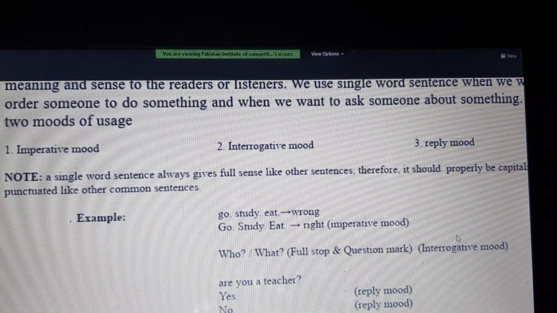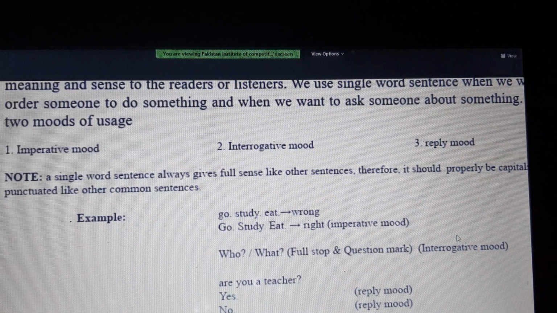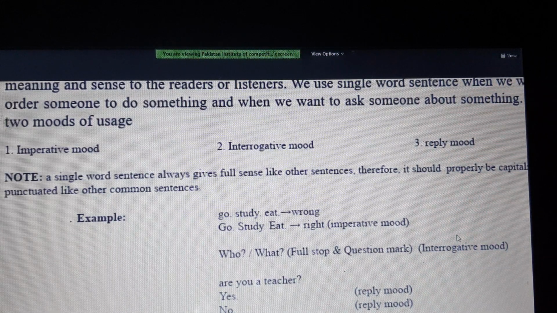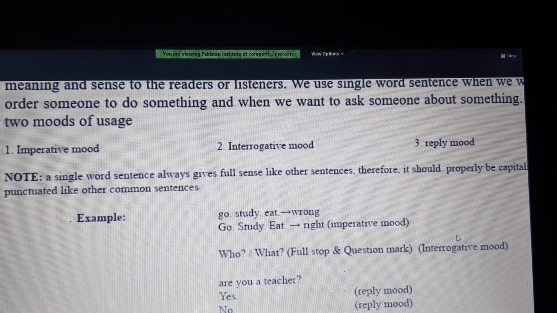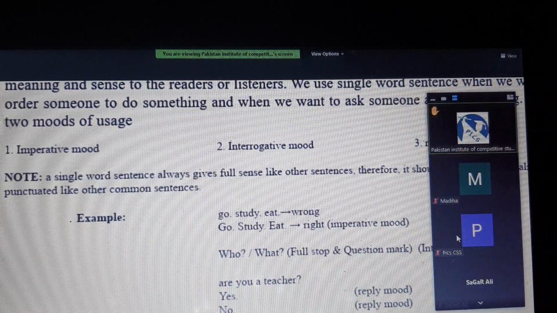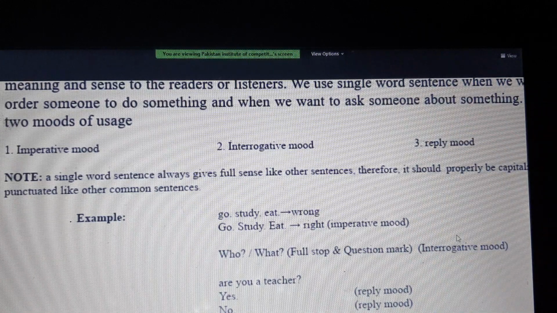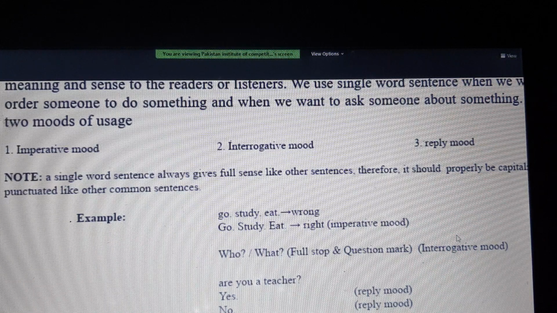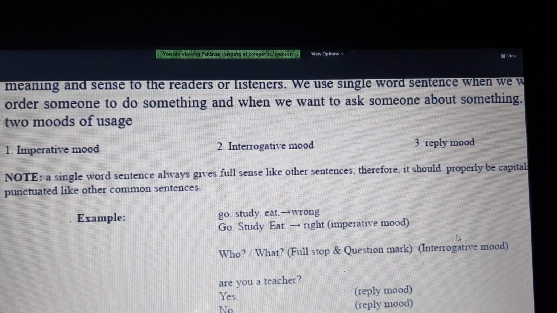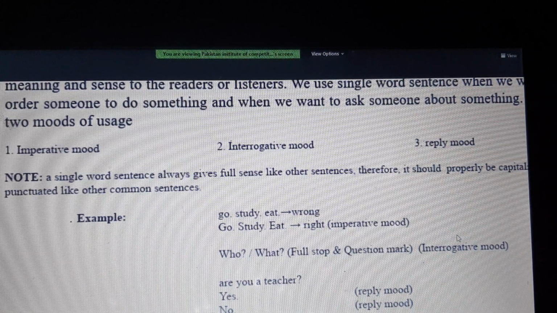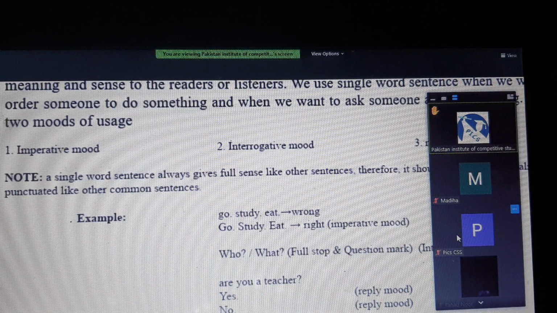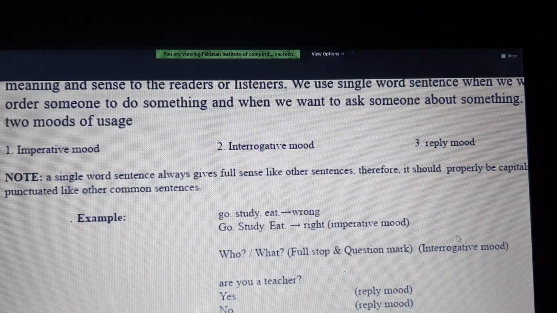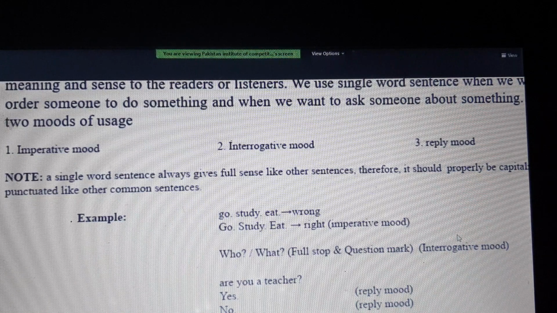On the other hand, we have interrogative mood. What is an interrogative mood? Interrogative mood means question mood. Interrogative means question. So when we ask a question from someone, in this situation, we can also use a single word sentence. But it is not for every type of question. It is only for information questions.